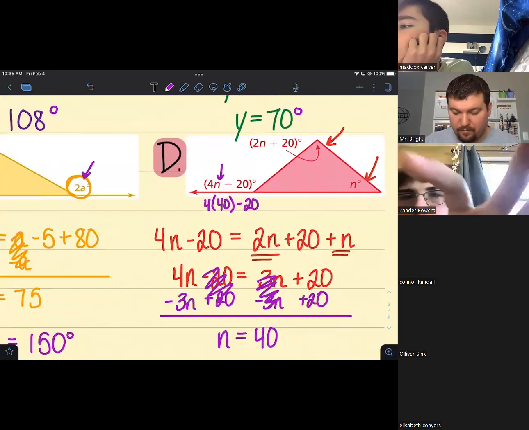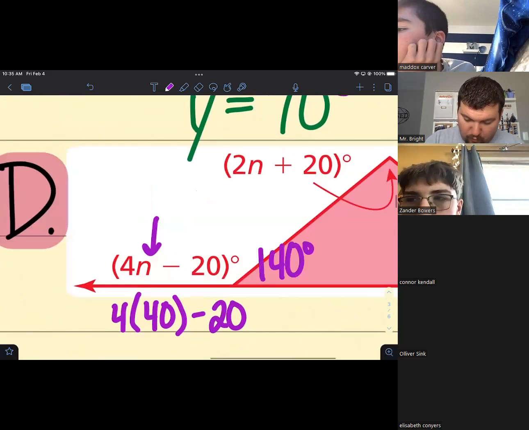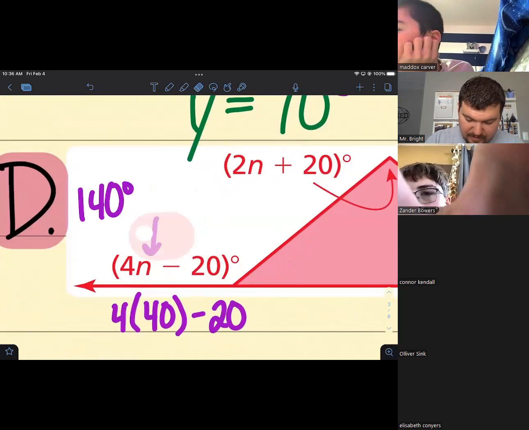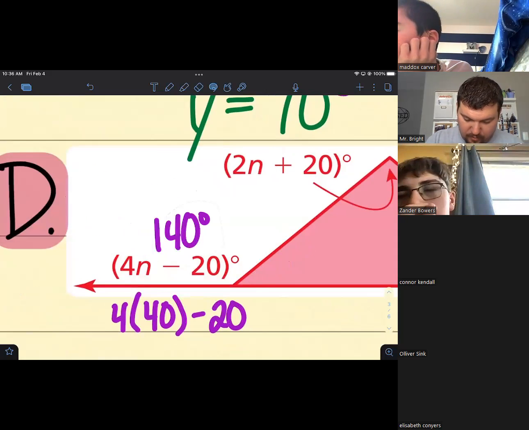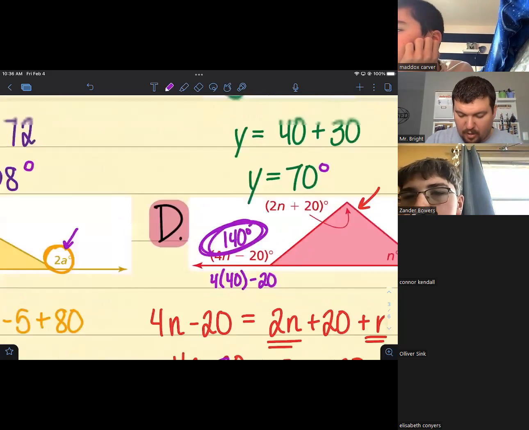Subtract 20. 140. There you go. So our missing angle is 140 degrees. I'm actually going to put it right here, where that arrow is, because it's not the interior angle, it's the exterior angle. So my answer is 140 degrees, and I had to solve for n.